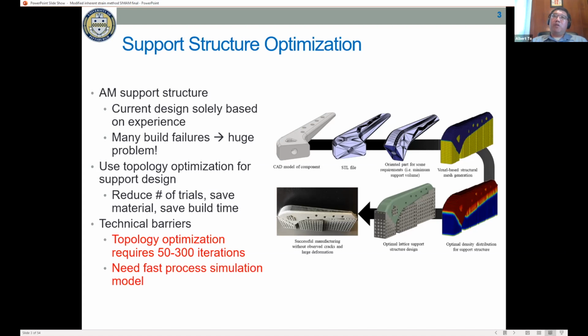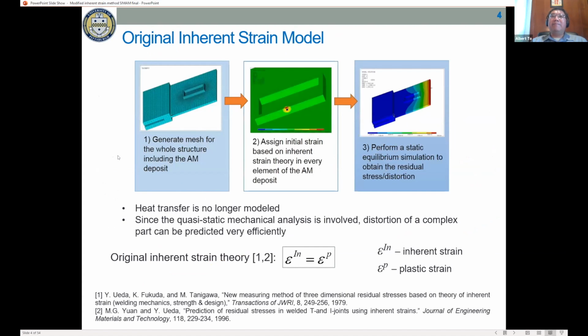So we really wanted to develop a method to accelerate the prediction of part scale residual stress and distortion. So we were looking in the literature at that time, and got interested in the inherent strain method, which was really developed by Professor Ueda in Japan, late 70s, early 80s timeframe. And the whole idea of this method is to model the deformation introduced by welding. At that time, there was no additive manufacturing like today, and it was just modeling a simple welding problem.